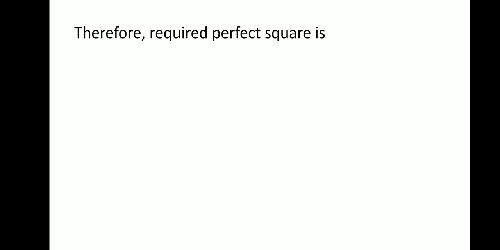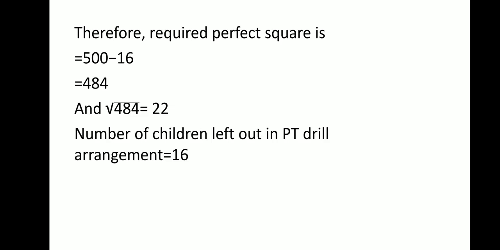Therefore, the required perfect square is 500 minus 16. In this case, I directly subtract the remainder from the given number, and it will be 484, and the square root of 484 is equal to 22. Now, the number of children left out in the PT drill arrangement is 16, because 16 students were left out. We were supposed to find out how many students will be left out in this arrangement. So, 16 is the answer.